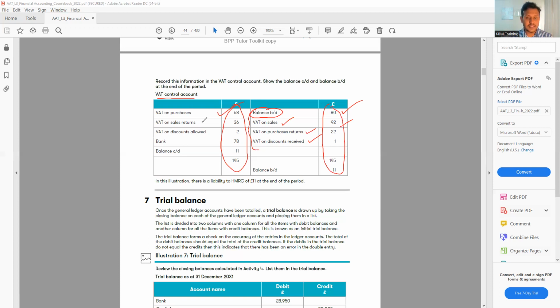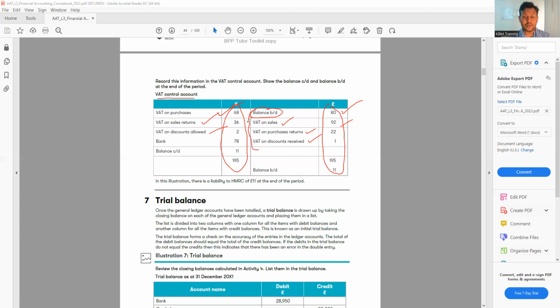Then VAT on sales return. So if my customer returns to me, I'm not going to pay VAT on that because of the customer return, it will come to the debit side. VAT on discount allowed. That means if I allow a discount, obviously like I'm going to record here, discount allowed.